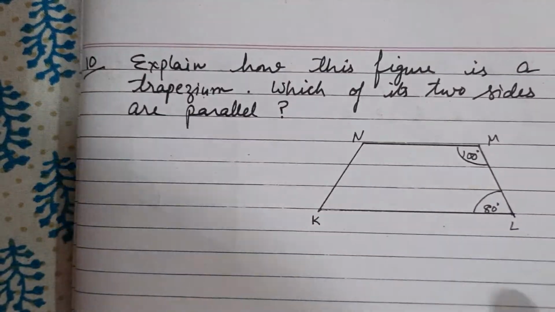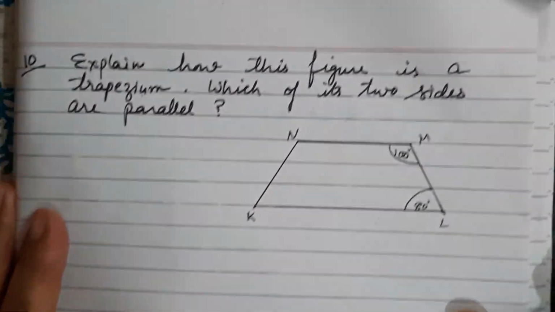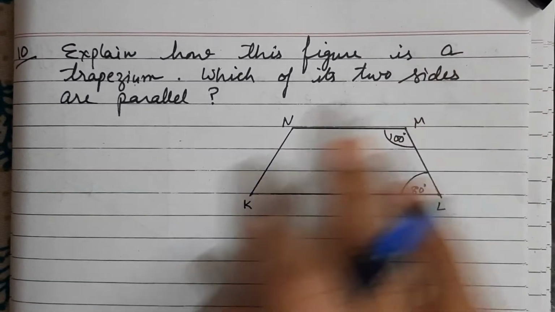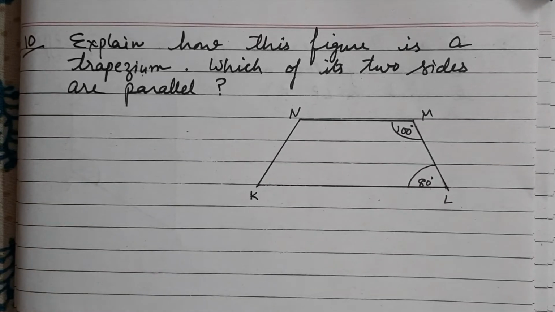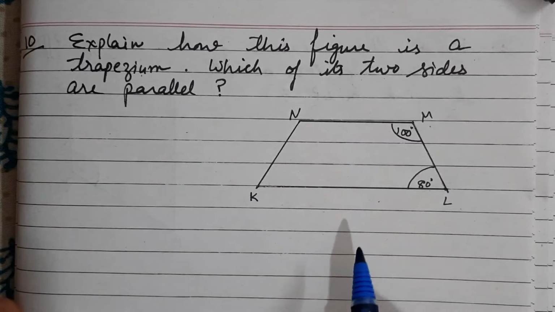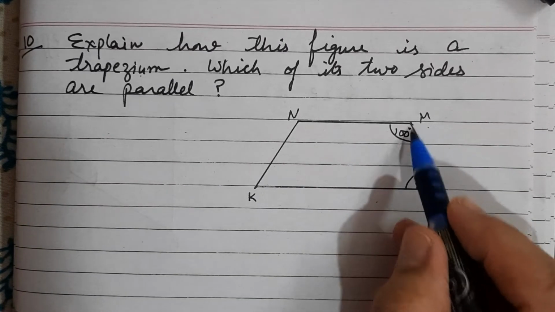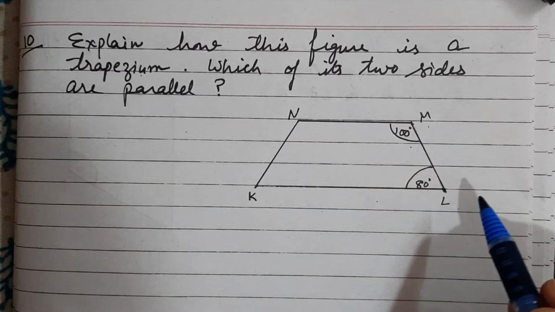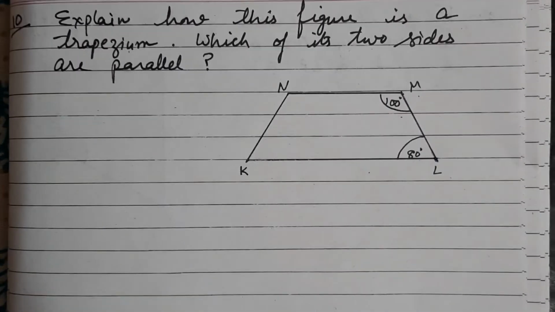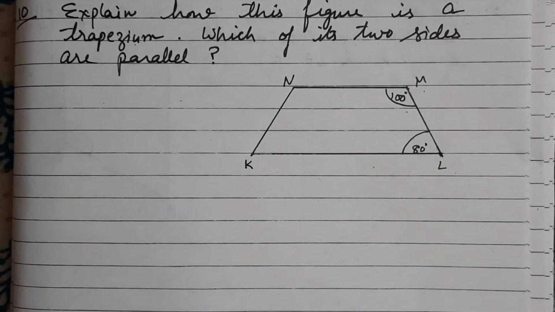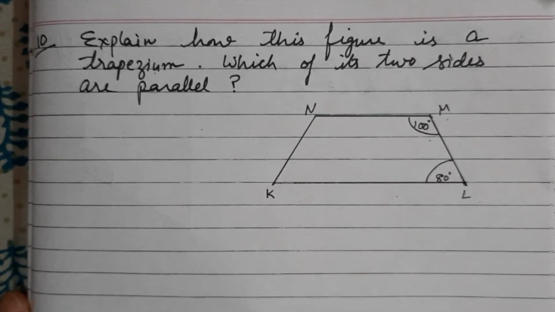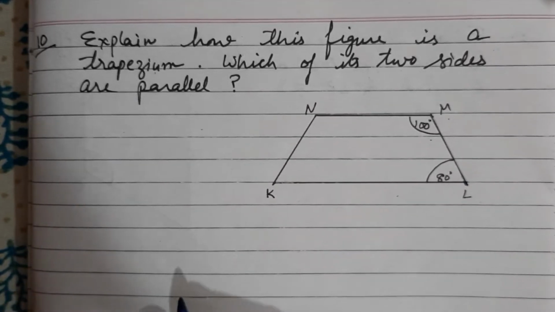Next we have question number 10. Explain how this figure is a trapezium. The figure is given to us. KLMN is a figure where angle L is 80 degrees, M is 100 degrees. We have to tell how this figure is a trapezium. So for this we should know what a trapezium is. A trapezium is a figure where one pair of opposite sides is parallel. So we have to show that. We'll see what is given and what we can do here.